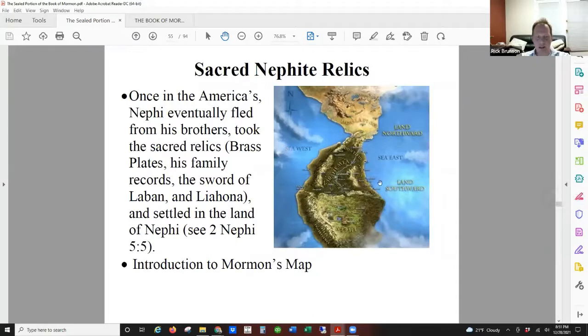Okay, once in the Americas, Nephi eventually fled from his brothers. He was warned in a dream, if you remember. And he took the sacred relics with him, brass plates, his family records, the sword of Laban, and the Liahona, and settled in the land of Nephi.